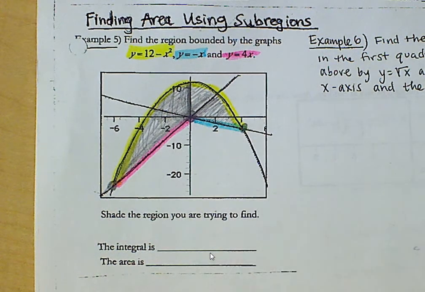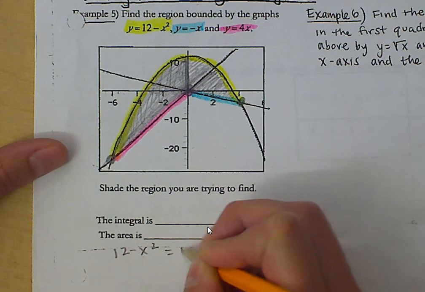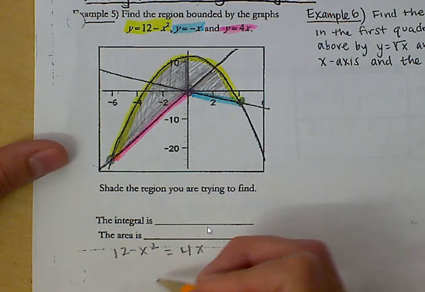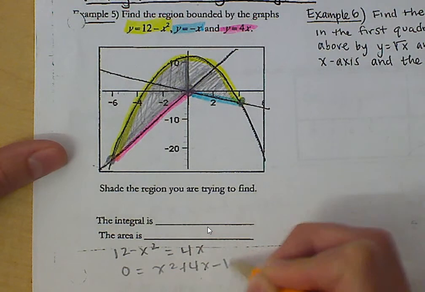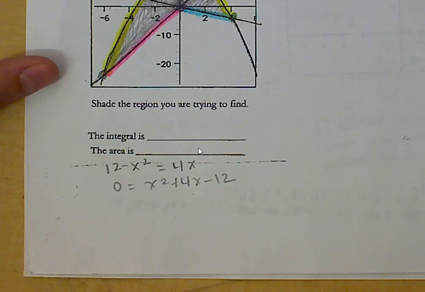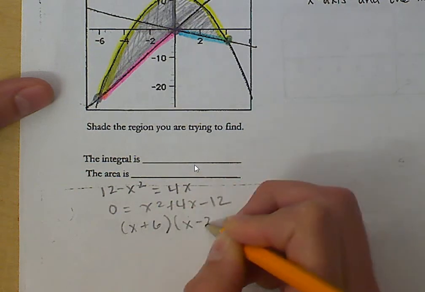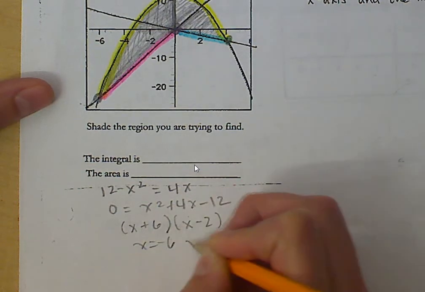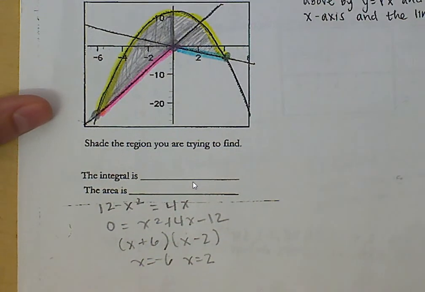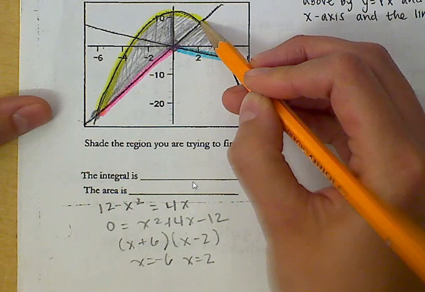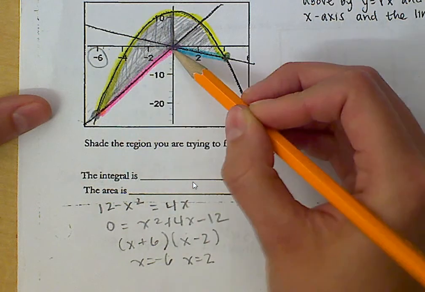So I would set 12 minus x squared equal to 4x. Set it equal to 0. And factor. I get x equals negative 6 and x equals 2. I don't really care about this x equals 2. X equals 2 is this point over here, which doesn't really matter, but this one here at negative 6. So negative 6 is my left bound. And I can see pretty clearly these intersect at 0.